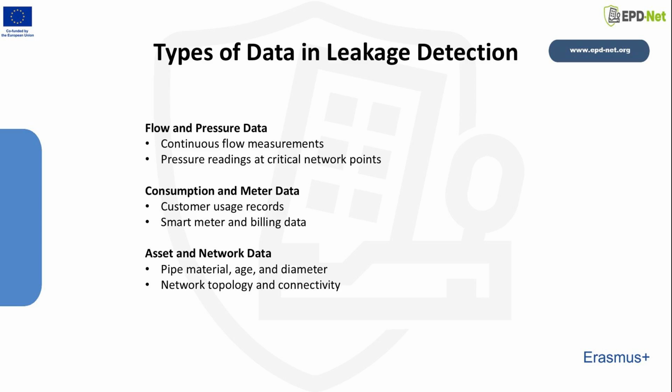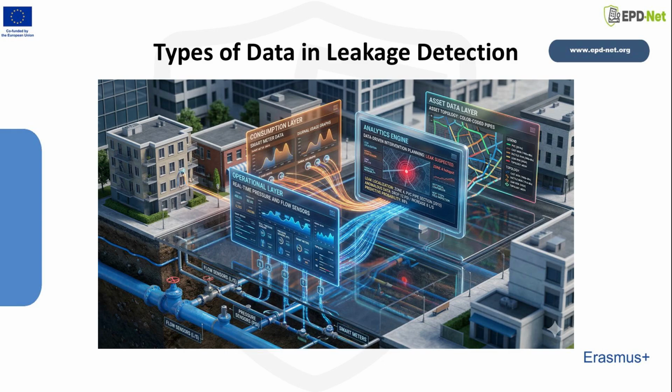Smart meters and billing data are particularly valuable for understanding demand behavior at different temporal and spatial scales. Asset and network data add an important structural dimension to leakage analysis. Information about pipe material, age, diameter, and network topology helps explain why certain areas are more prone to leakage. Combining operational data with asset data enables more accurate interpretation of analytical results and supports targeted intervention planning.